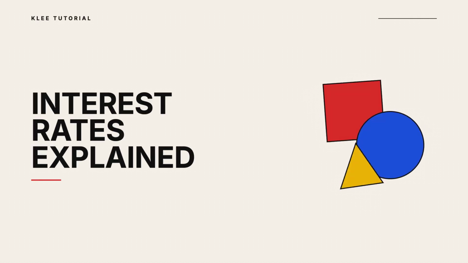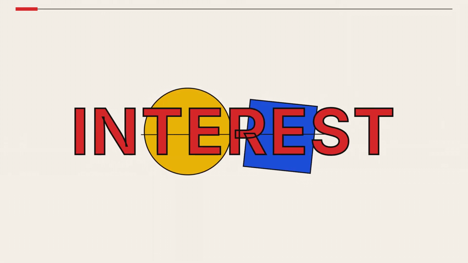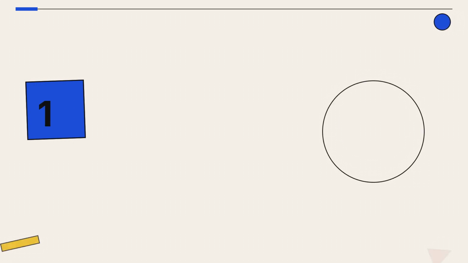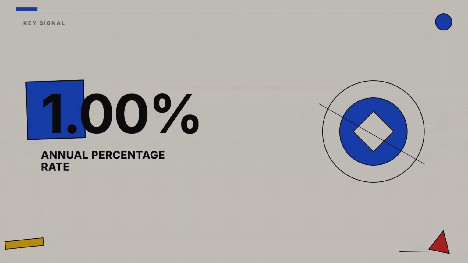Interest rates are essentially the cost of borrowing money. Understanding them is key to managing your personal finances effectively. Think of interest as the price tag for using someone else's capital over a specific period of time. When you borrow, you pay interest. When you save in a bank account, the bank pays you interest for using your money.